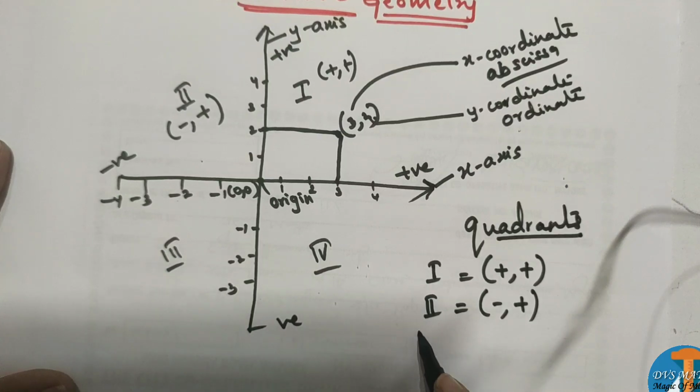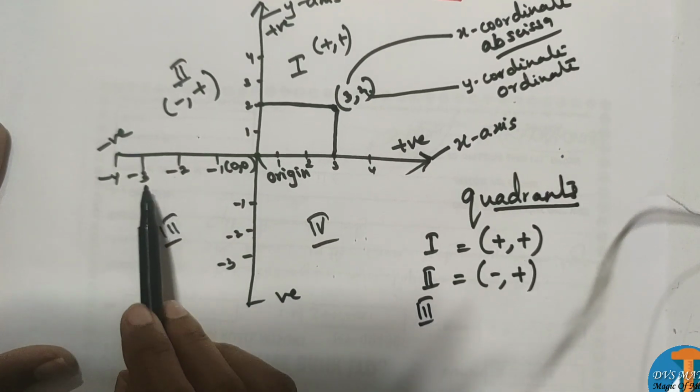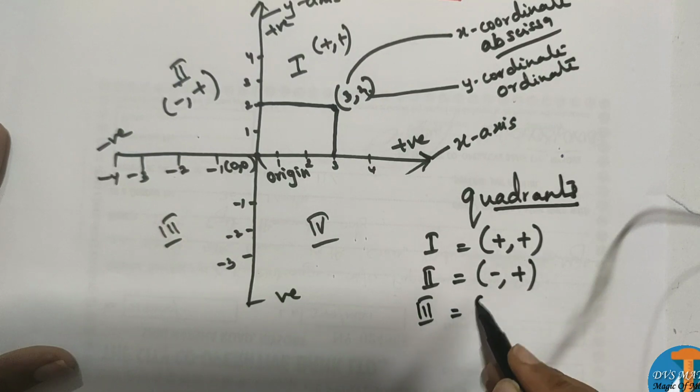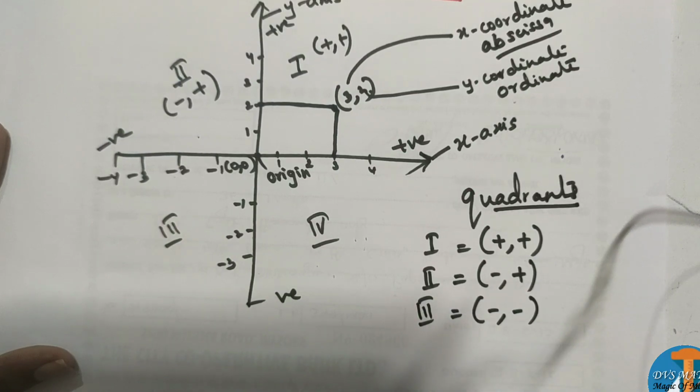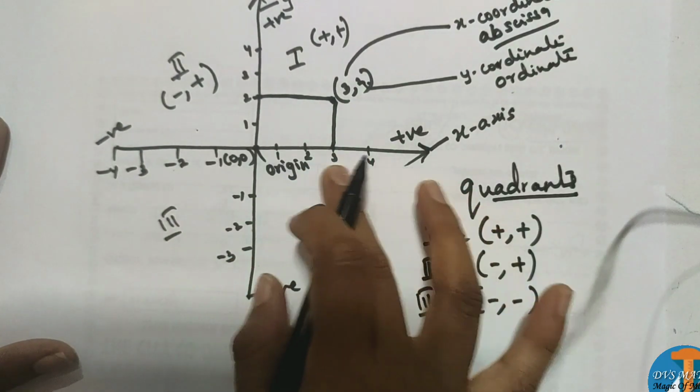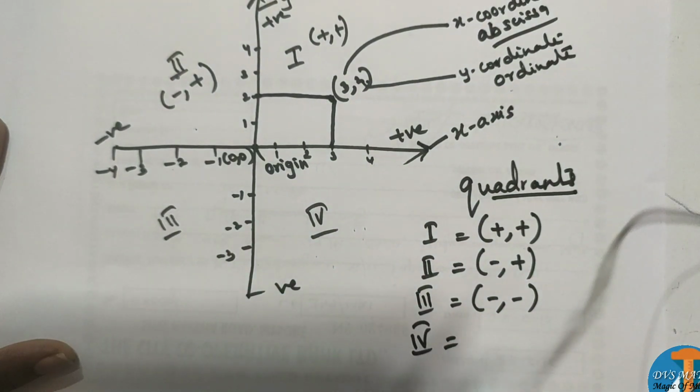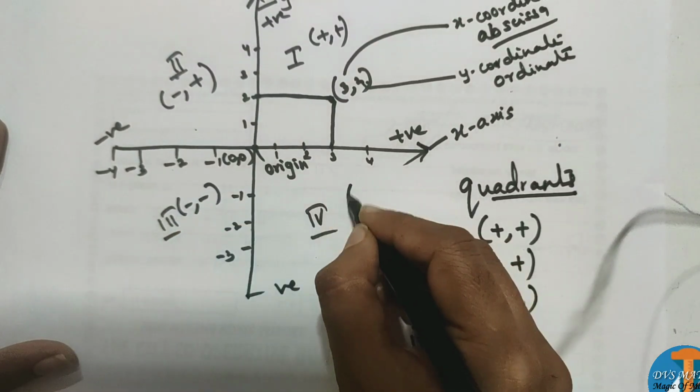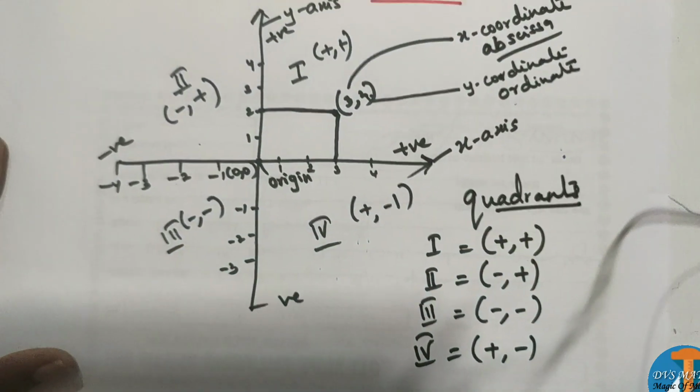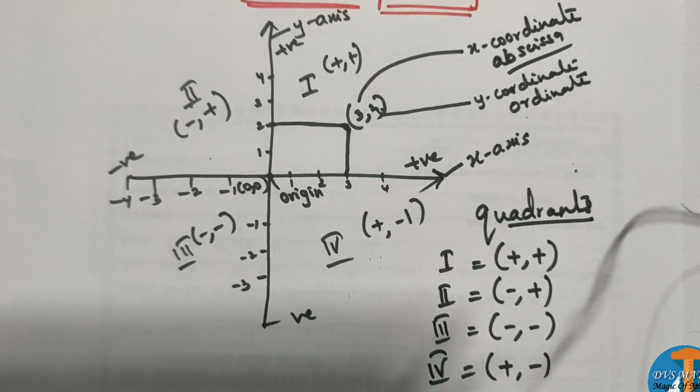Now for the third quadrant, you can observe both are negative, so minus comma minus. Now for the fourth quadrant, the last quadrant, you can observe x is positive, y is negative. So plus comma minus. So this is minus comma minus, this is plus comma minus. So this is about the quadrants: first quadrant, second quadrant, third quadrant, fourth quadrant.